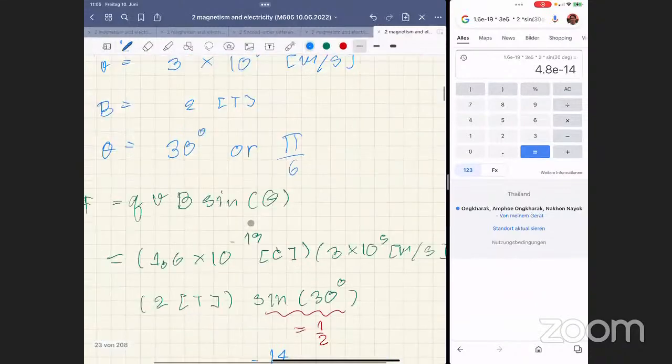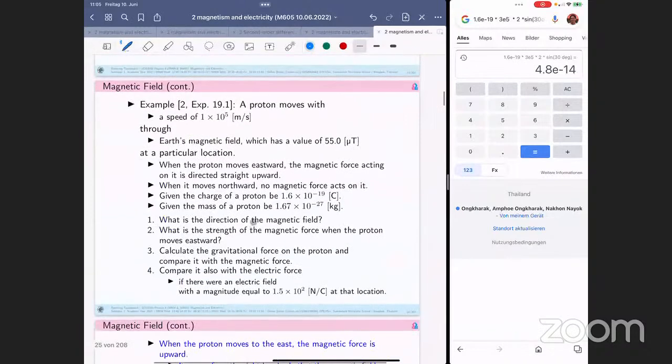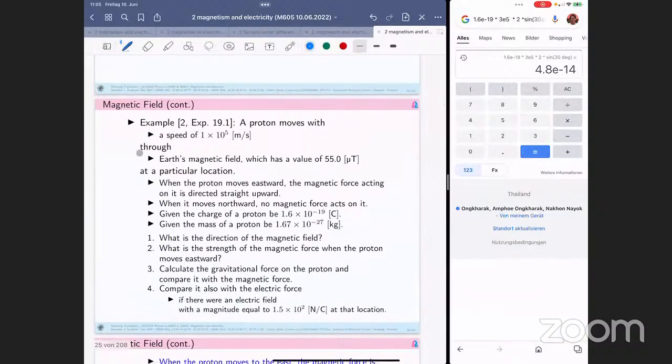Let's go to the next example. A proton moves with the speed 10 to 5 meter per second. We are happy that it might not be so complicated, because it's only 10 to 5 meter per second, it's not 3 times 10 to 8, or something close to the speed of light.